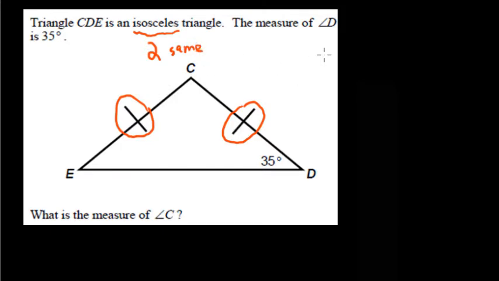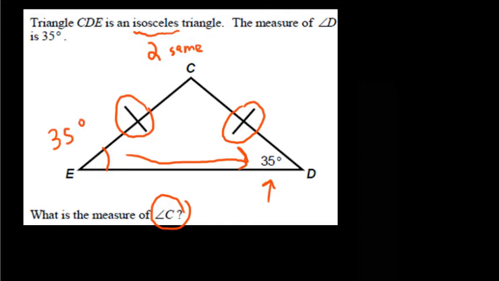Alright, so the measure of angle D is 35. That's the clue that we're given. And we want to know what the measure of angle C is. But we know that with an isosceles triangle, when two sides are the same, that means that two of the angles also have to be the same. This angle right here is the same as this angle right here, which means that this angle E has to be 35 degrees.